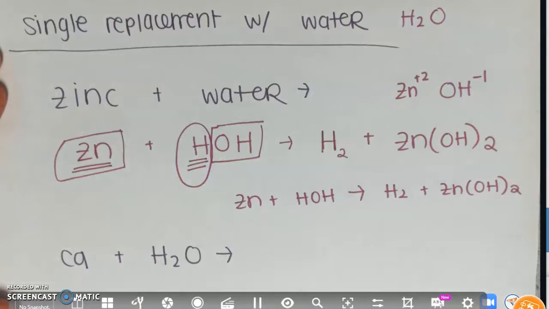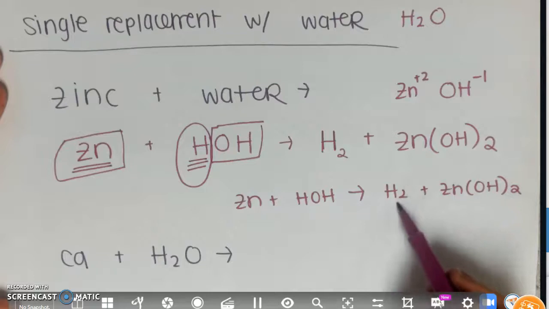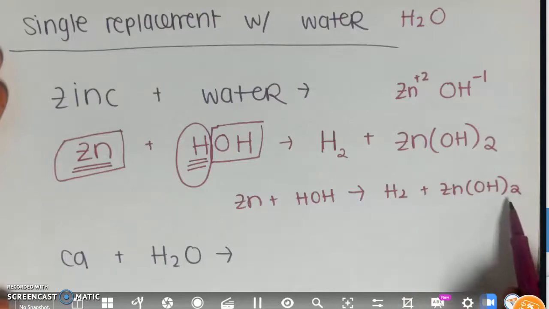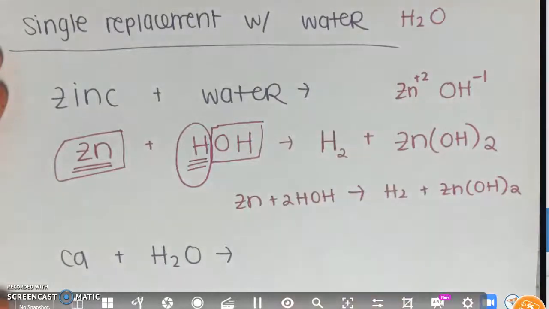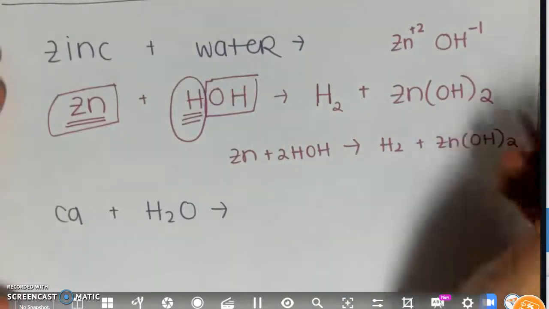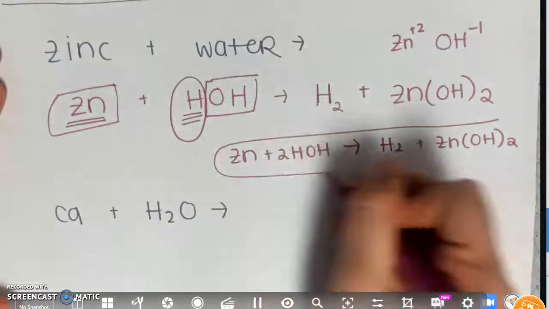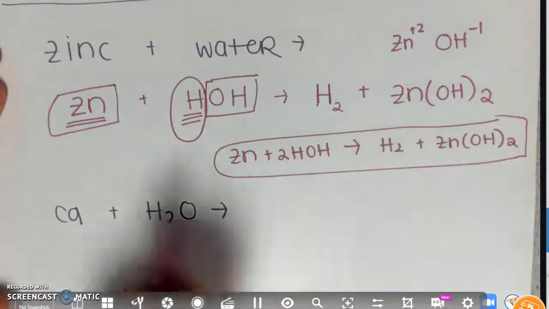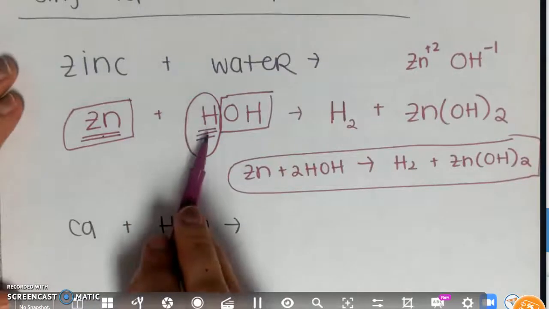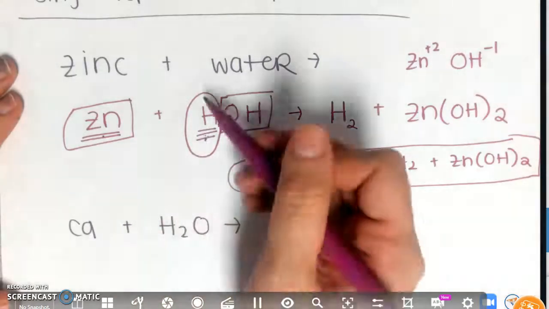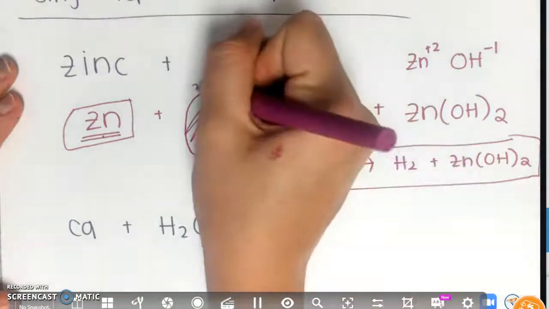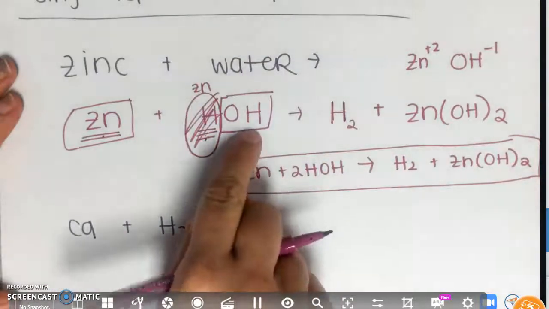So we balance this by putting numbers in front. And so on the right-hand side, we've got 2 hydrogens here and 2 here. So that's 4 hydrogens. So over here in front of water, I'm going to write a 2. And now it's balanced. So when you see water, I want you to write it as HOH. The metal just replaces that hydrogen, not the other part of water. And then you end up with that hydrogen out and your metal plus hydroxide.